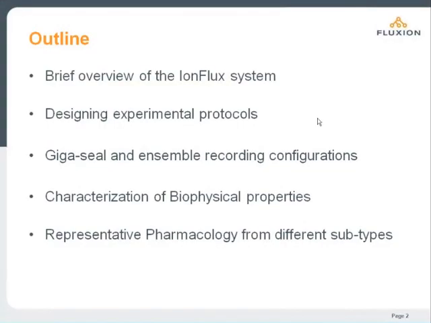In today's webinar, I will give a brief overview of the IonFlux systems and the software interface. Since we have two recording modalities, the single cell configuration and the ensemble recording configuration, I will highlight the differences between these modes. In terms of the instrumentation, it is important to note that the only difference when using the system is the choice of plate type for the experiment. I will then highlight some of the data we have collected characterizing the biophysical properties of a few members of the voltage-gated sodium channel family, and finally highlight some of the pharmacological characterization.